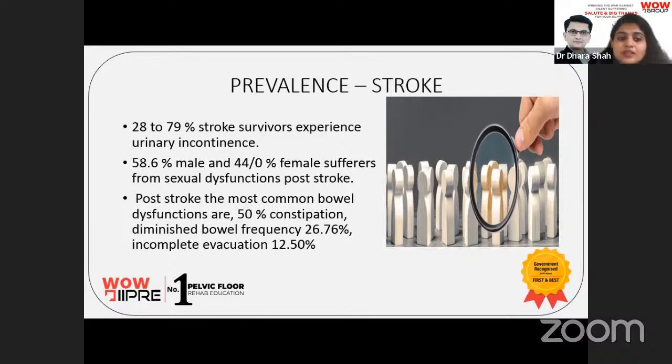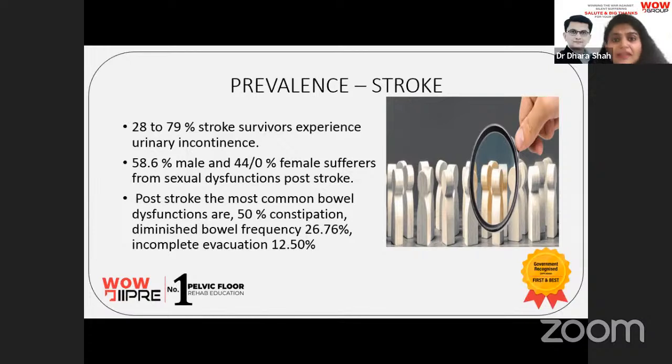When we talk about sexual dysfunction, 58.6% of males and 44% of females are suffering from sexual dysfunctions post stroke. So it's not something like that sexual dysfunctions only happen in non-neurologically affected patients. Even a patient who is suffering from a neurological condition, because sexual behavior is a normal desire for any person. The way you have a desire to eat, desire to void, desire to defecate, you can have a desire for sexual intimacy, and that is not something which needs to be looked down upon. Rather, that is something where you have to take a step forward and help your patient to open up in front of you, and then help them to manage their sexual dysfunctions as well.